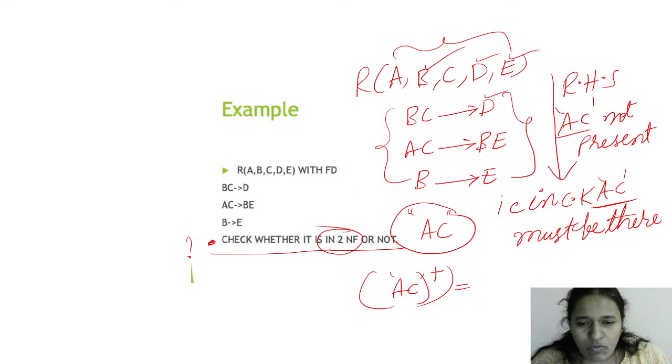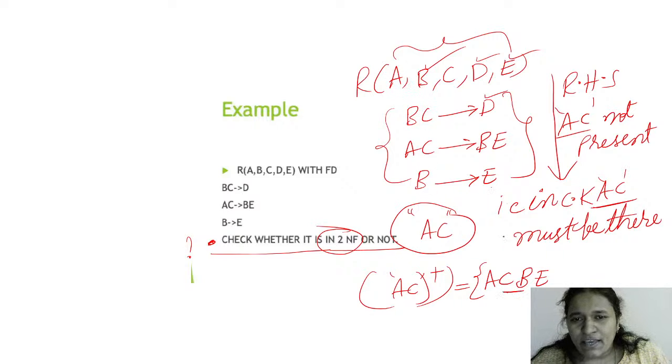Okay friends, now what is the closure of AC? From AC closure we will get AC, and from AC we are getting AC is determining BE, B is determining E.